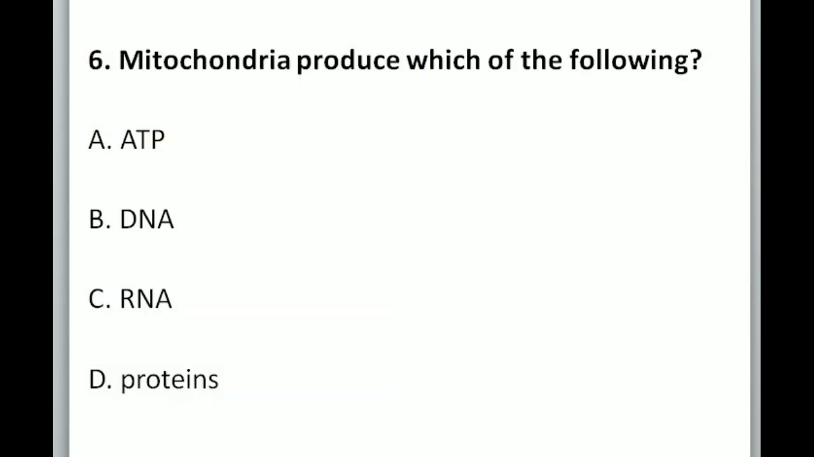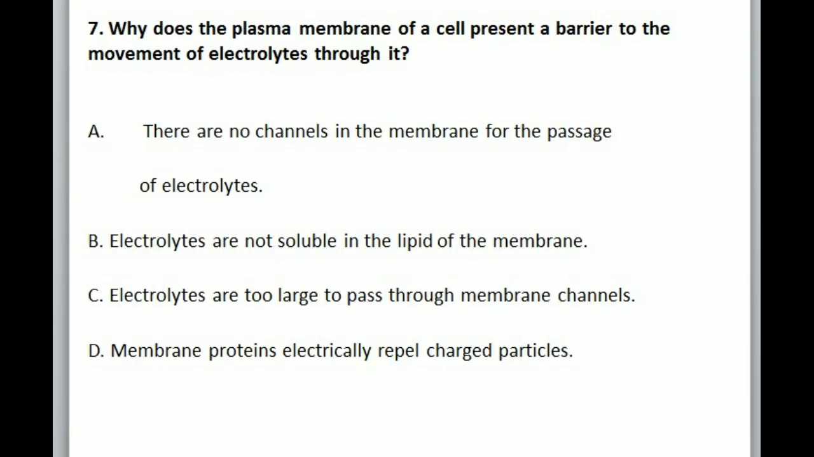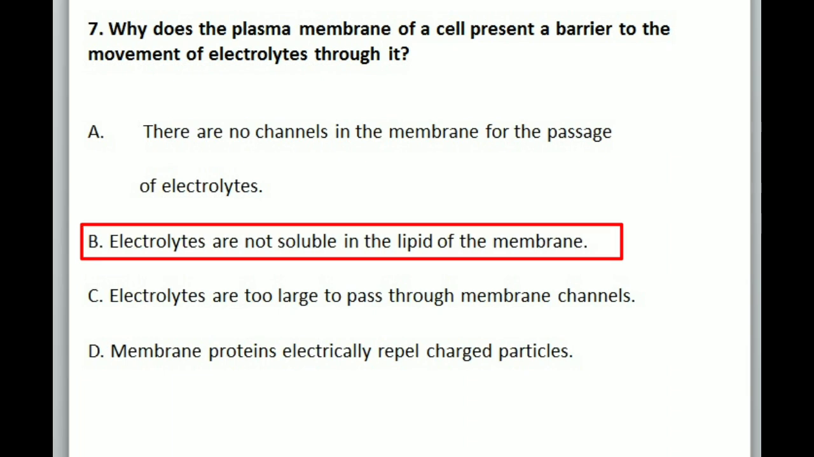6. Mitochondria produce which of the following? Answer is A. ADP. 7. Why does the plasma membrane of a cell present a barrier to the movement of electrolytes through it? Answer is B. Electrolytes are not soluble in the lipid of the membrane.